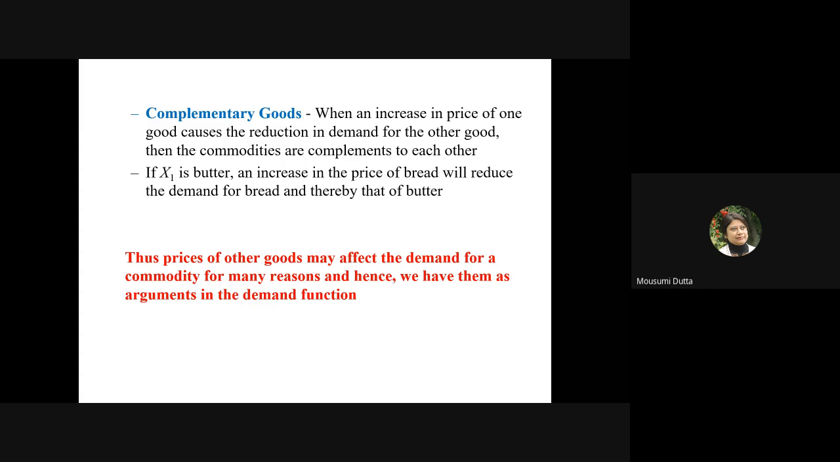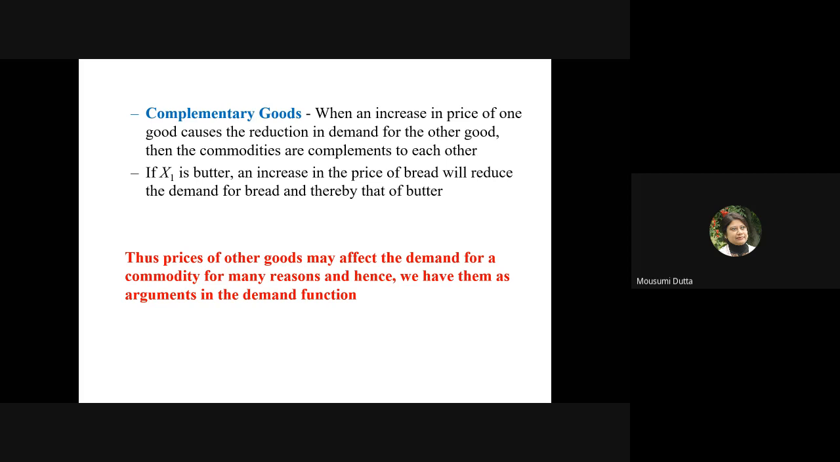Complementary goods. When an increase in the price of one good causes a reduction in demand for the other, then the commodities are called complementary to each other. An example is bread and butter. If the price of bread increases, that in turn reduces the consumption of butter, because generally bread and butter are consumed together. So if the price of bread increases and that reduces the demand for bread, that will affect the demand for butter, reducing it, though the butter price remains unchanged.